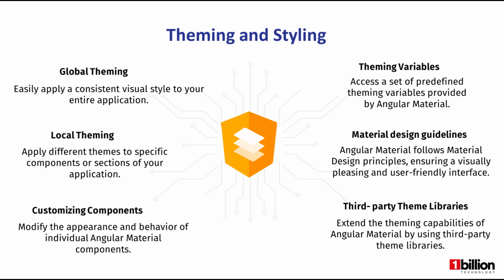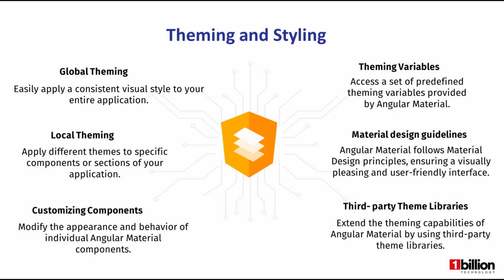So you can easily apply a consistent visual style to your entire application using Angular Material's theming system. It allows you to define primary, accent, and warn colors as well as customize typography, button styles, and component appearance. So this will be asked when you're going to install Angular Material in your project. You will be shown a few options, so you can select it there. There are color variants, so you can choose which base color you want.